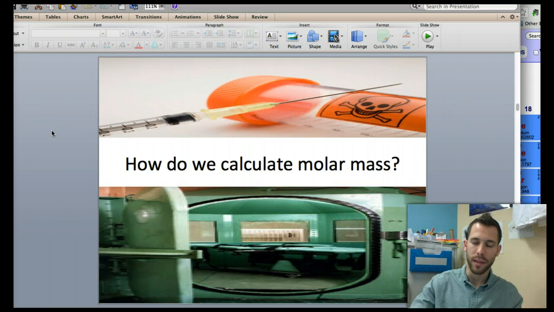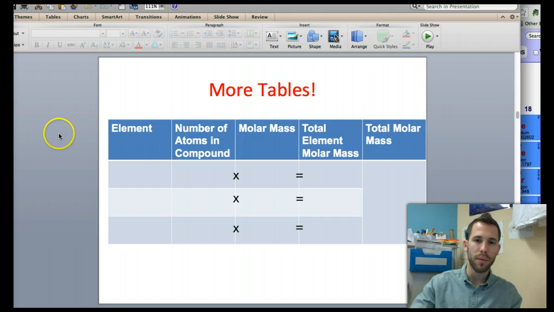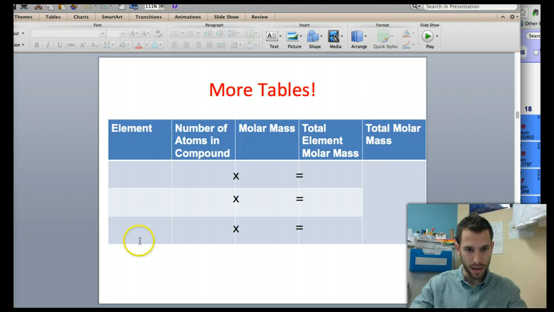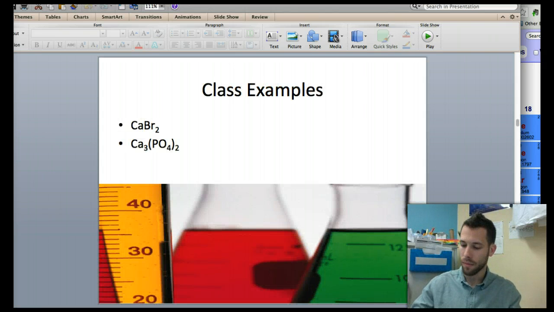So how do we calculate this for certain elements and compounds? Well, I like to use tables. I think tables make everything easy. You list the element on the left side, the number of atoms in the compound, just like I did with the puppies, the molar mass, how much it weighs, multiply them out, you have the total molar mass of each element, and then add them all up together, just like I did with the puppies. It's the same thing. Let me give you an example.